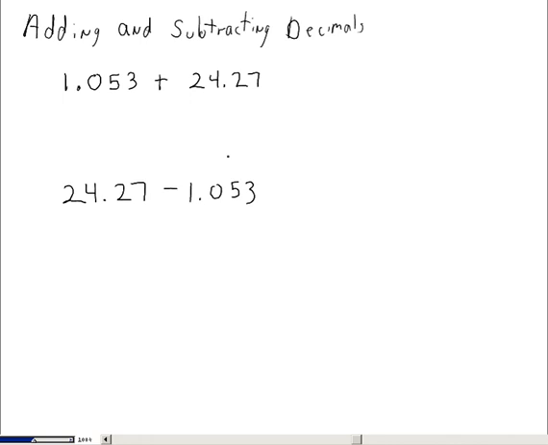Okay, here's a little video on adding and subtracting decimals. And whenever you add or subtract decimals, you need to line up the decimal points. So here's a problem: 1.053 plus 24.27.